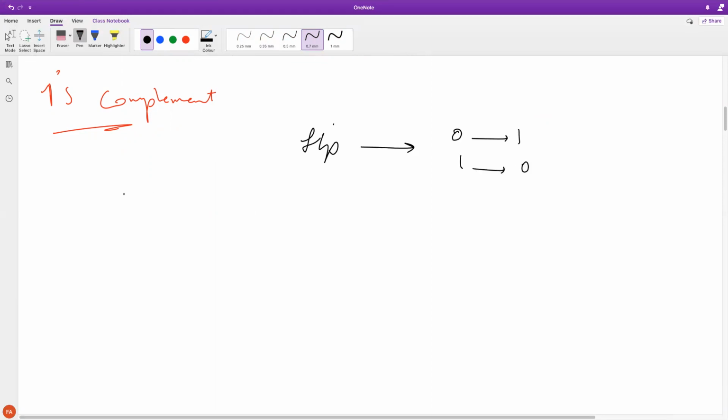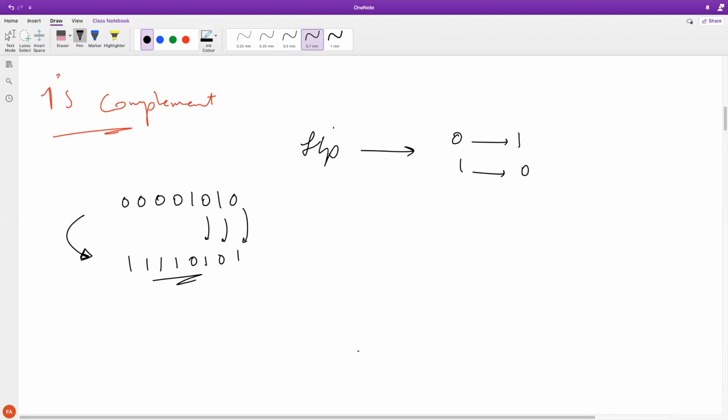For example, if you have 0, 0, 0, 0, 1, 0, 1, 0, which is 8, and you want to make the negative of that number, you've got to flip the bits. Look, guys, 0 will be 1, 1 will be 0: 1, 0, 1, 1, 1, 1. This is the one's complement of the other number. So in one's complement, what we do, we flip the bits. So let me give an example.